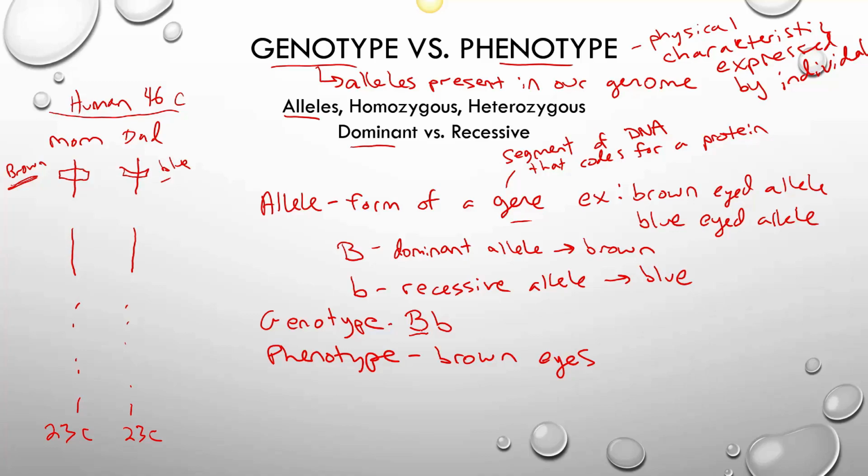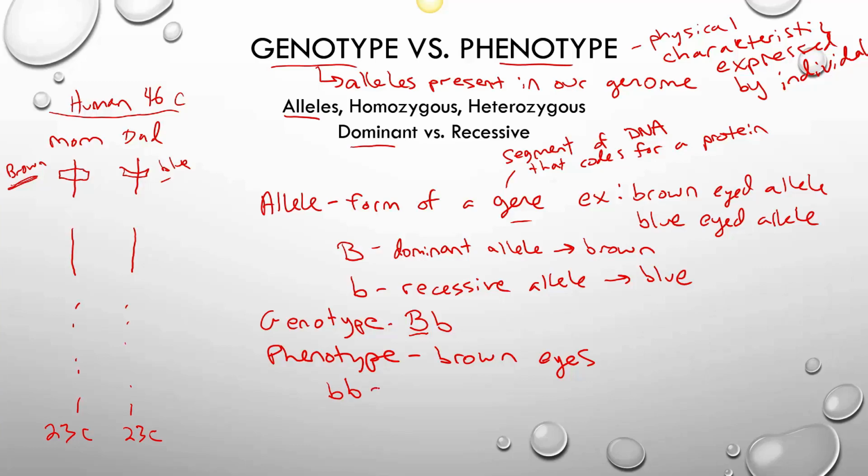So your genotype would be the alleles present in your genome, while your phenotype would be the physical characteristic that's expressed by the individual. Now let's say your mom had blue eyes and your dad had blue eyes. If both mom and dad give you the recessive allele, you would be little b, little b. Your genotype would be little b, little b. Your phenotype would be blue eyes.